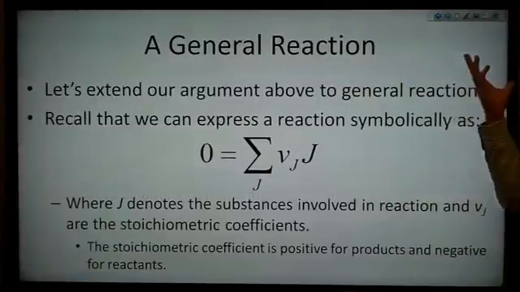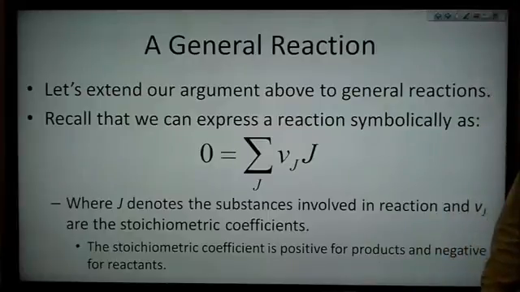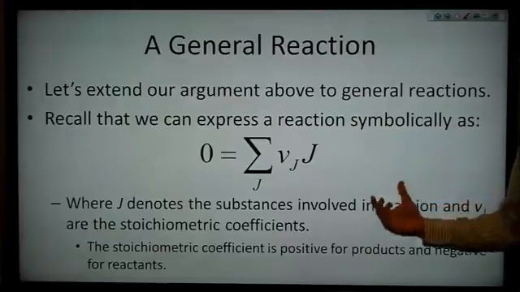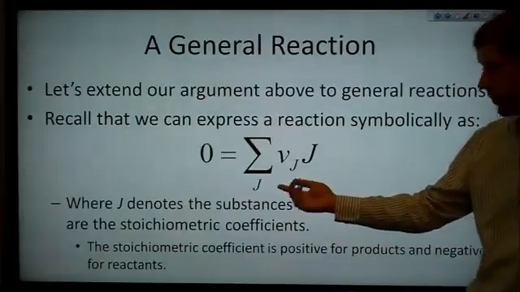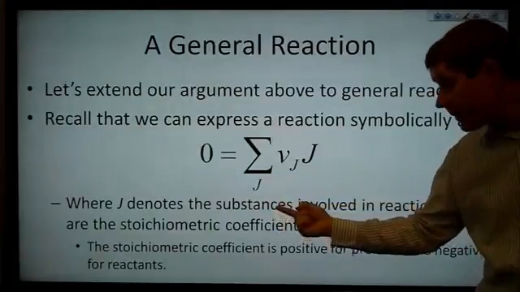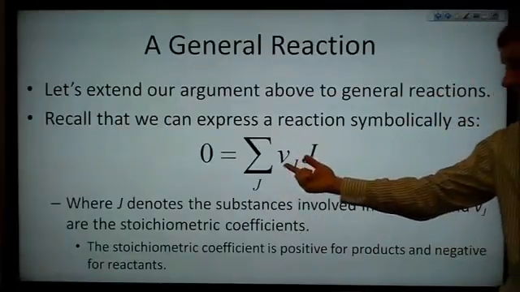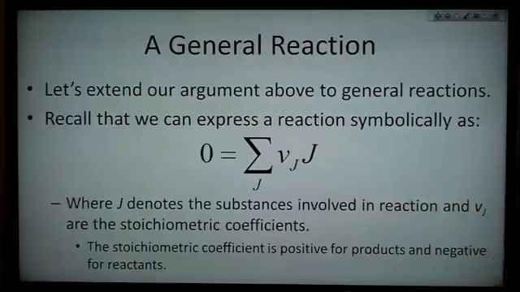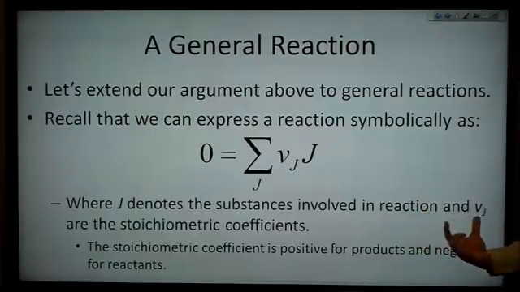So let's extend this argument to a general reaction, so not just two substances involved. Now we can express a reaction symbolically like this: 0 is equal to the sum over all components J of the stoichiometric coefficient Vj times J, capital J. So this J denotes all the substances involved in the reaction. The Vj are the stoichiometric coefficients.